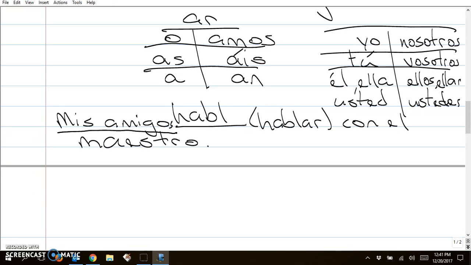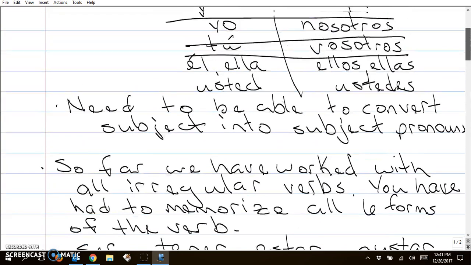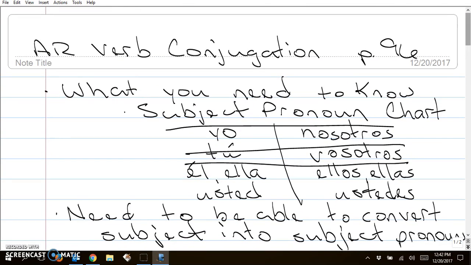Step 2, find your subject. Subject is mis amigos. So where would mis amigos fit on this chart? It's plural, so we know we're on the right side. And mis amigos would be a they. So they is bottom right. We look over to the AR verb chart. Bottom right is AN. So mis amigos hablan con el maestro. Wow, wasn't sure I'd get all this done in one page. But if we look back, it's a pretty good step-by-step explanation of AR verb conjugation.